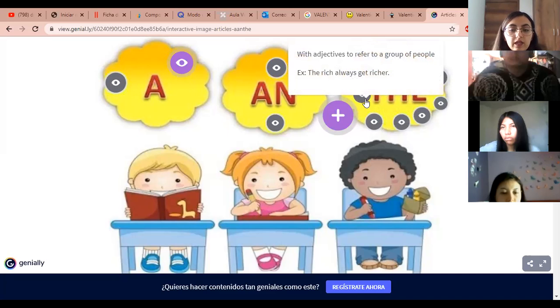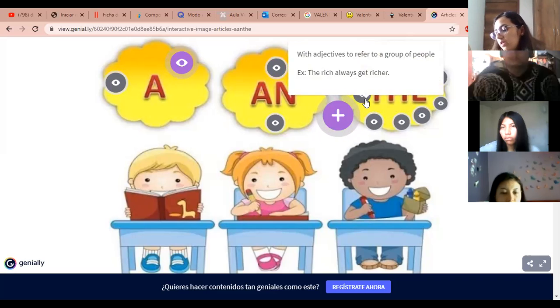Another case is when you are talking or referring to a group of people. For example, when you say the rich always get fancy clothes, for example, or the rich always get richer. Or maybe we can say the homeless, ¿sí? Las personas que no tienen casa, los sin techo, ¿no es cierto? The homeless. Entonces, cuando nos referimos a un grupo de personas, ¿sí? Vamos a utilizar el artículo the.